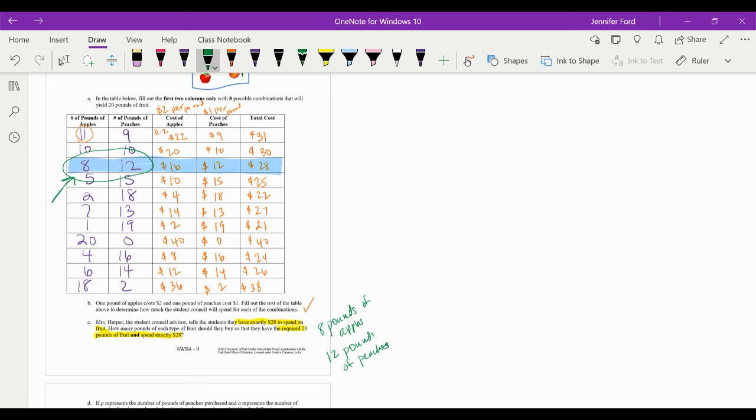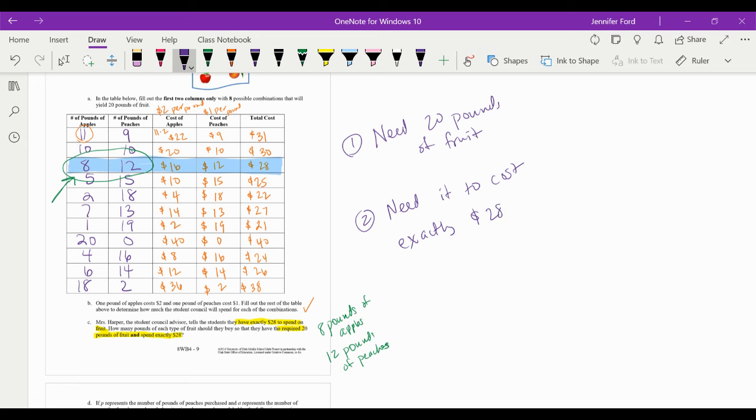Okay. So a system of equations is 2 equations that are happening at the same time. The first equation, I need 20 pounds of fruit. And in the second equation, I need it to cost exactly $28. So I can do an equation for the 20 pounds of fruit, and I can do an equation for the $28. And so a system is these two both need to happen at the same time.